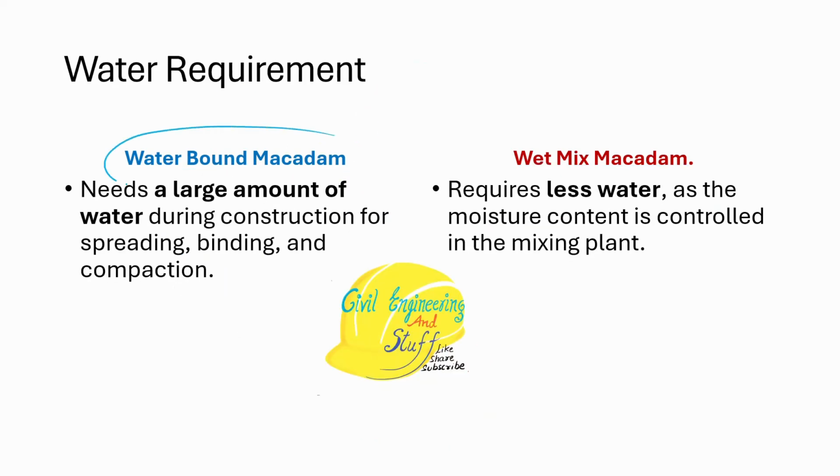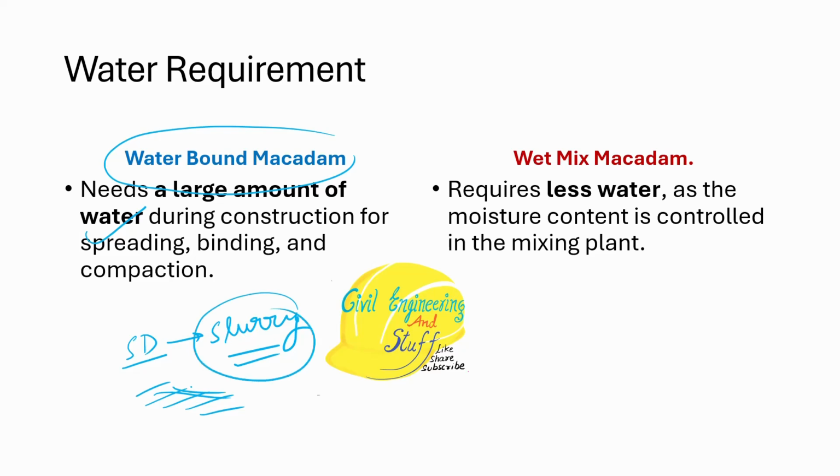Water-bound macadam requires a large amount of water. Though there is definitely some quality control over the quantity of water you spray, because you do not want the stone dust to turn into slurry, right? The idea is that the water should be added in such a way that it helps in binding, not in the formation of slurry. But there is no specific optimum moisture content determination per se.